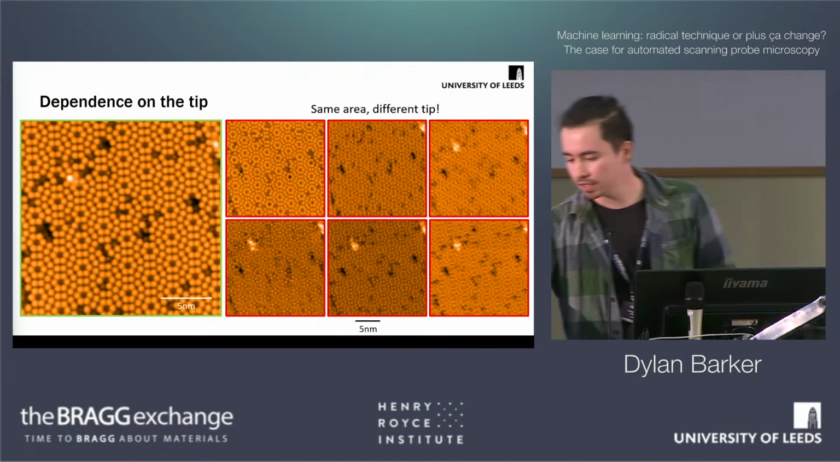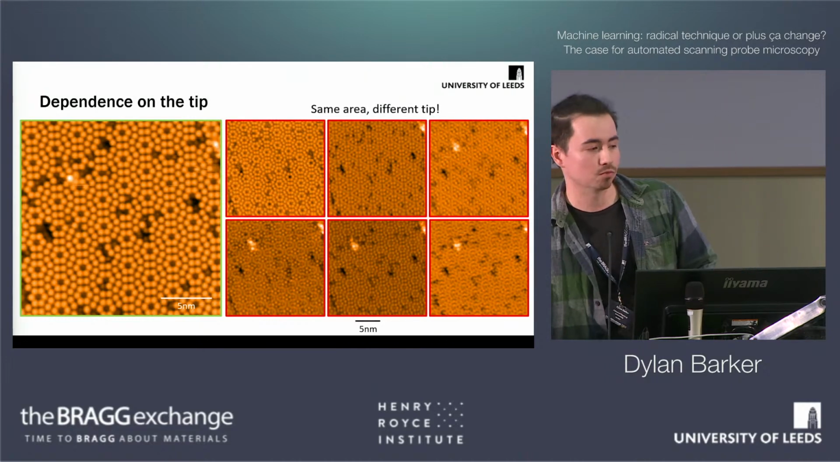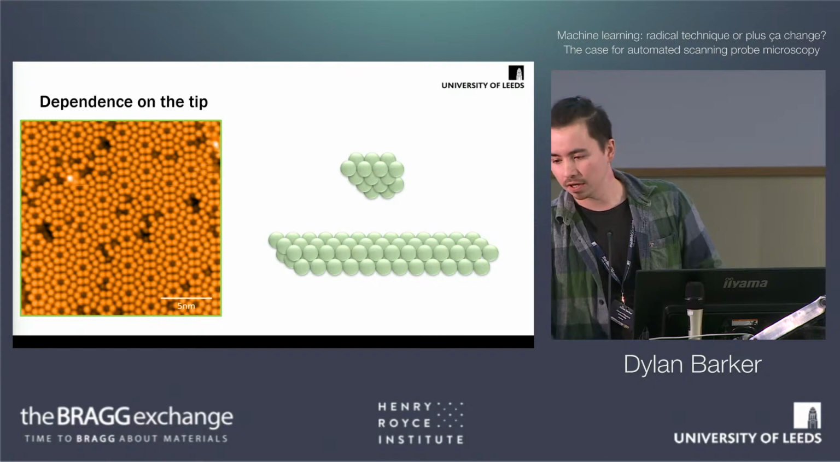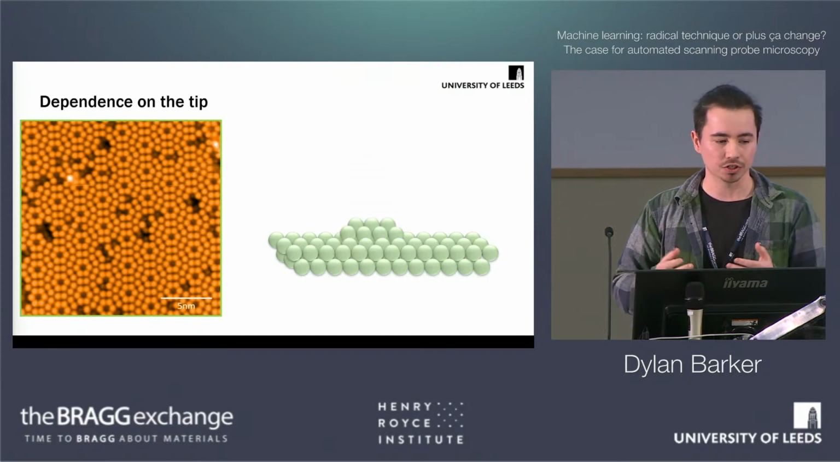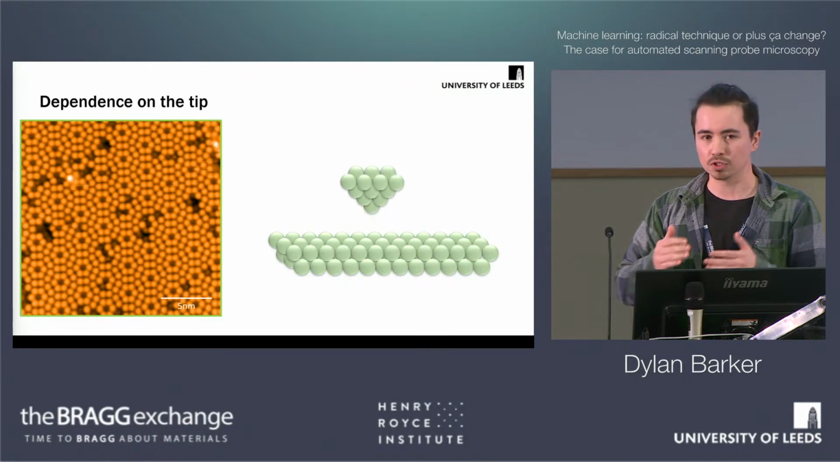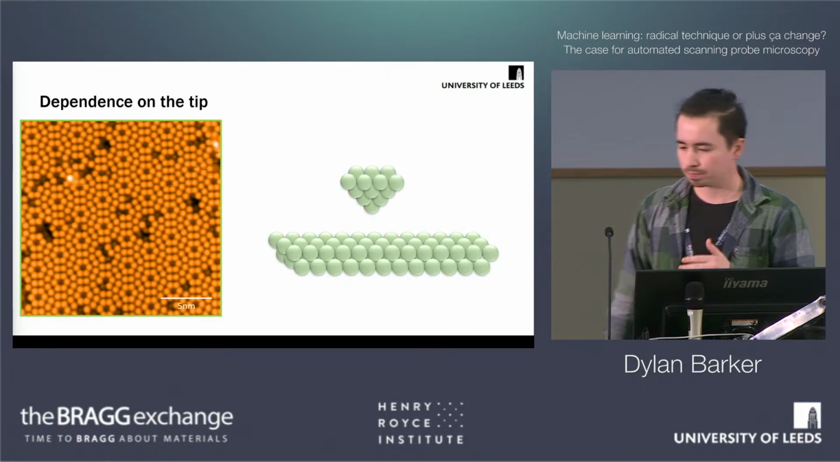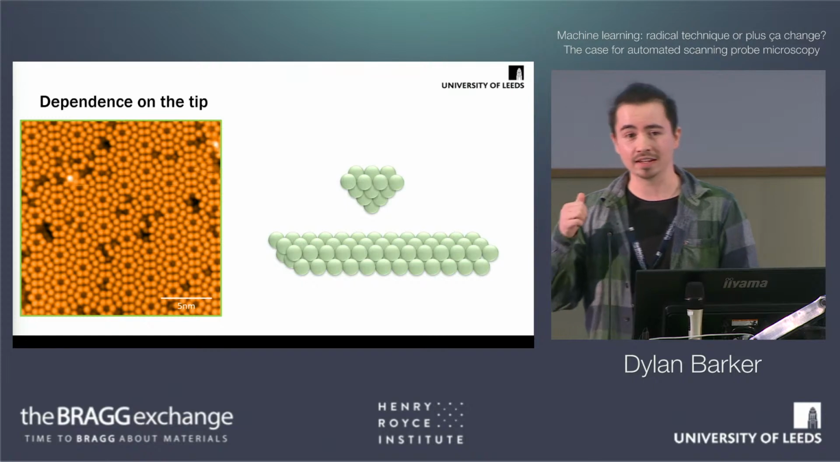If this happens to us while scanning, we can repair the tip in situ via manual indentations of the tip into the surface. And again, what we're hoping to do here is just pick up some material, drop off some material, and just sharpen that tip again. I showed it here happening in a single step.